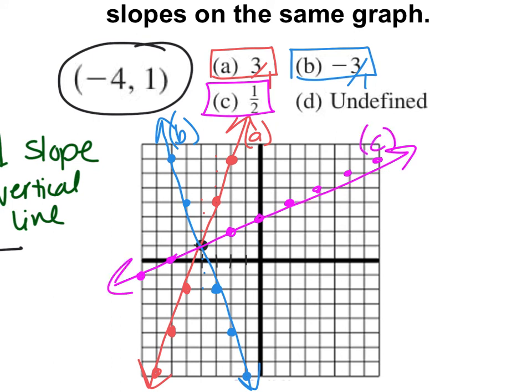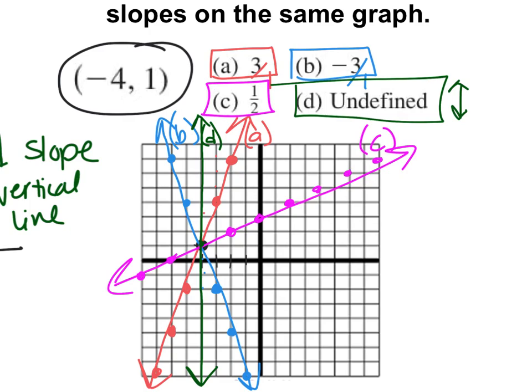And line D we'll do in green, that is undefined. So remember we just said an undefined slope runs straight up and down. So through my point, I'm going to put my line straight up and down. And that green line is my line D. So all 4 lines through one point, all 4 different slopes.